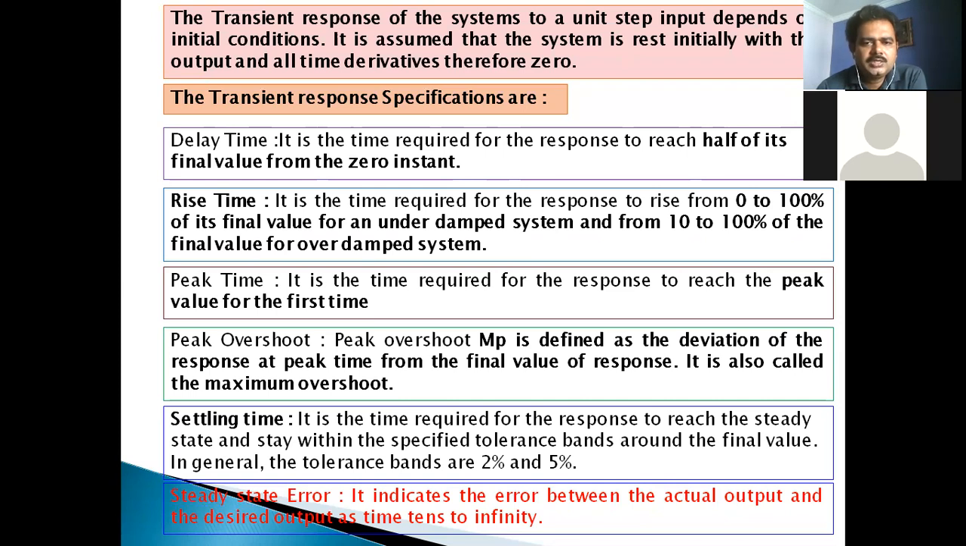the time domain response, because whatever it is, even a higher order system or a second order system, everything is a damped oscillatory system. For the damped oscillatory system, we have to specify the response using these specifications. Okay.